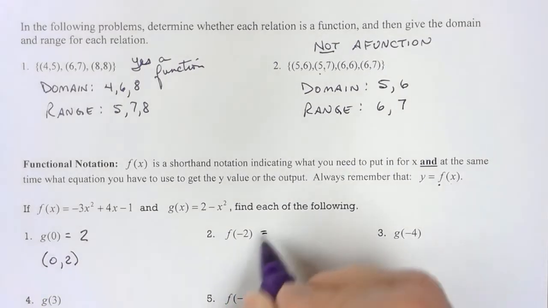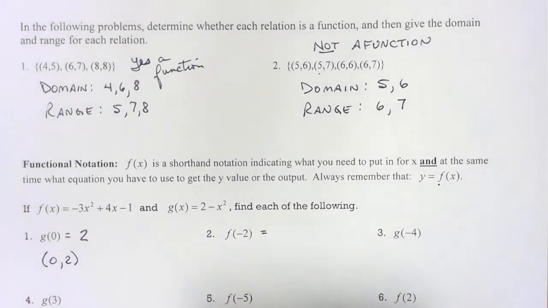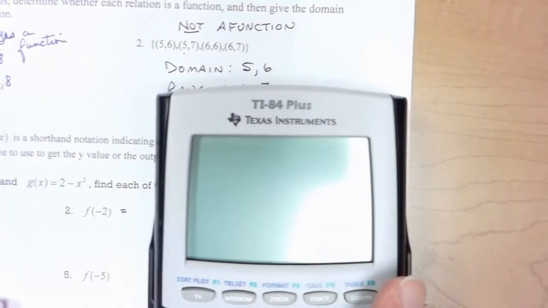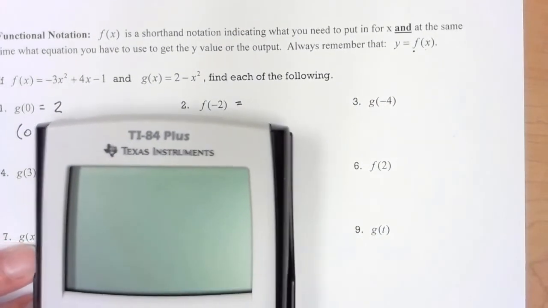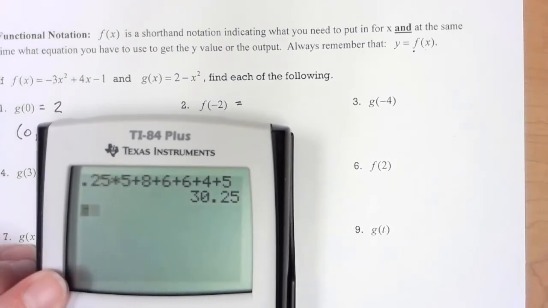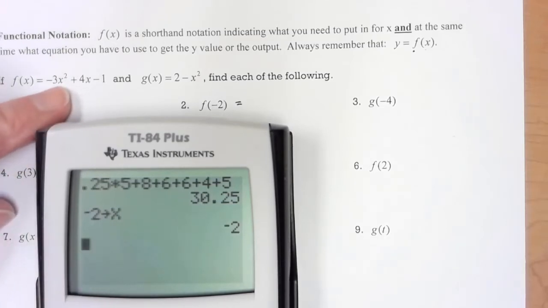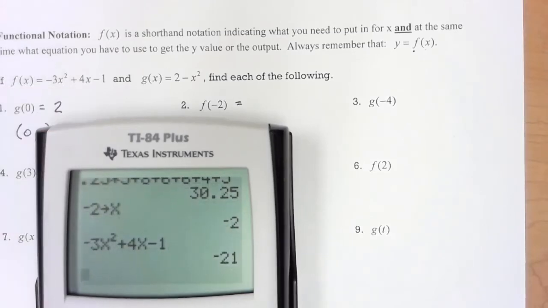F of negative 2. I'm supposed to take negative 2 and put it in for x. Now I can do it using order of operations, but I'd rather store because it's quicker. So negative 2, store in for x. Remember, STO is right above your on key. And then press enter to let it know this is what you want. And now you just type your function in as you see it. So my answer is negative 21.